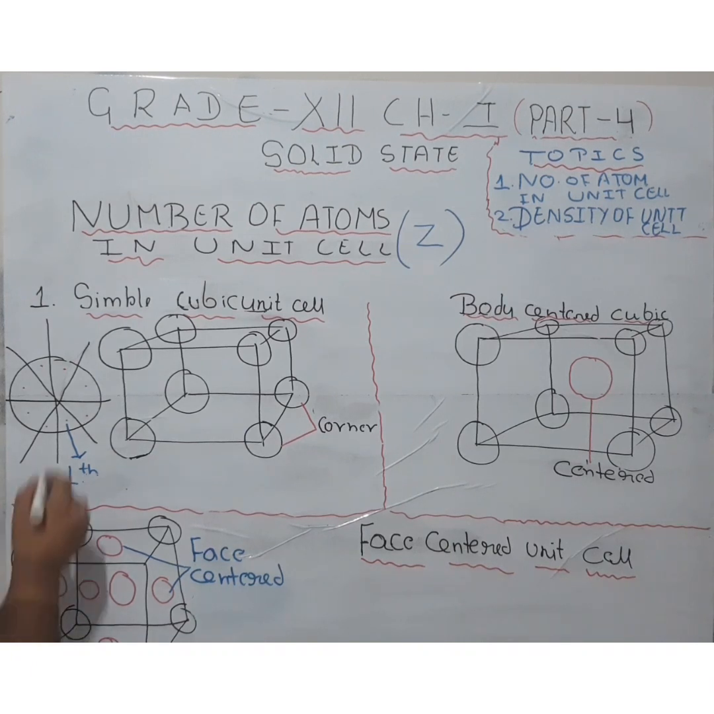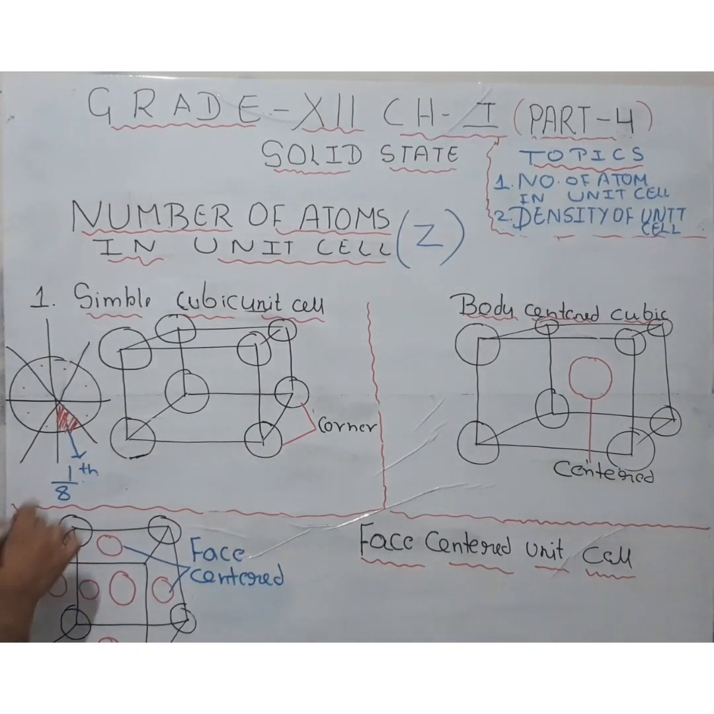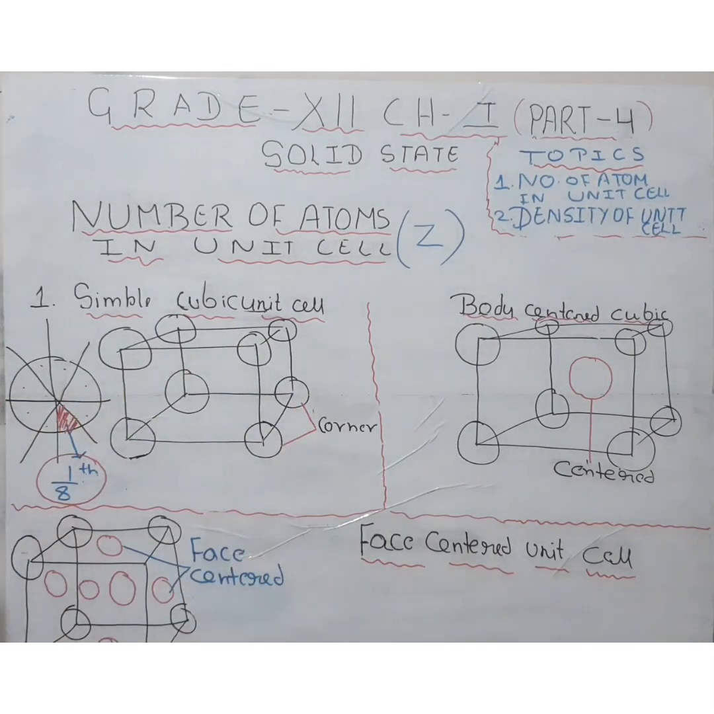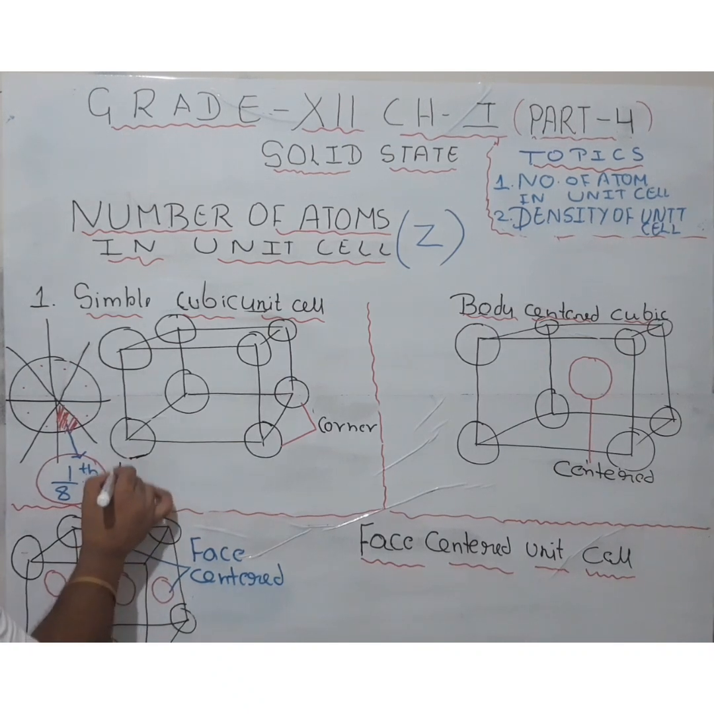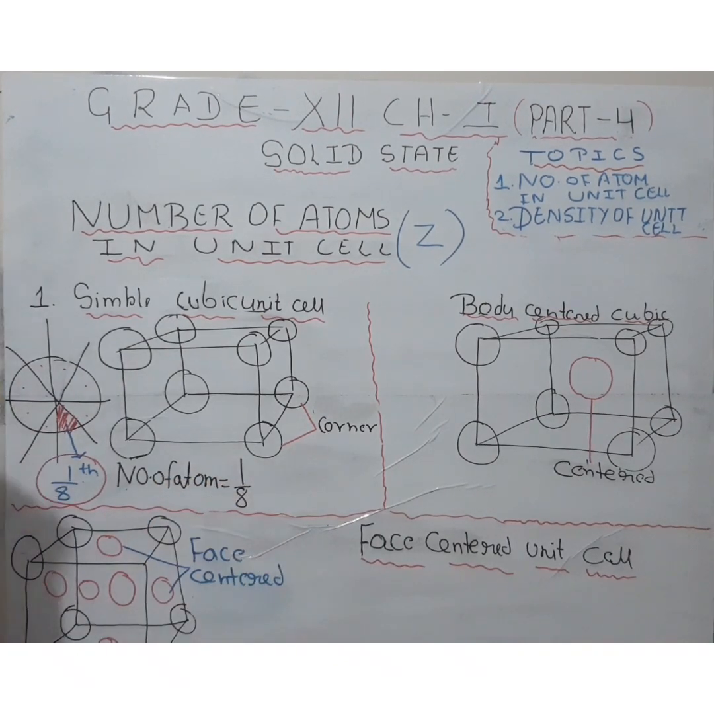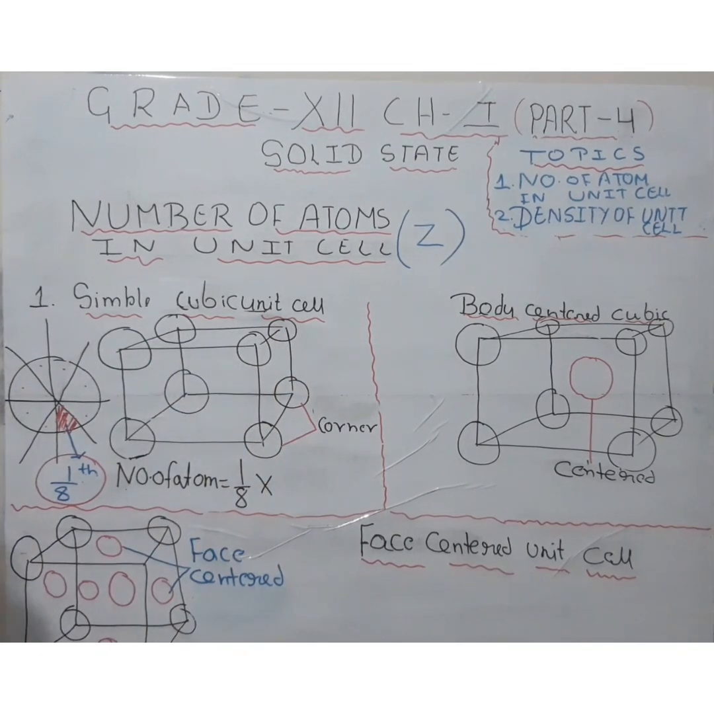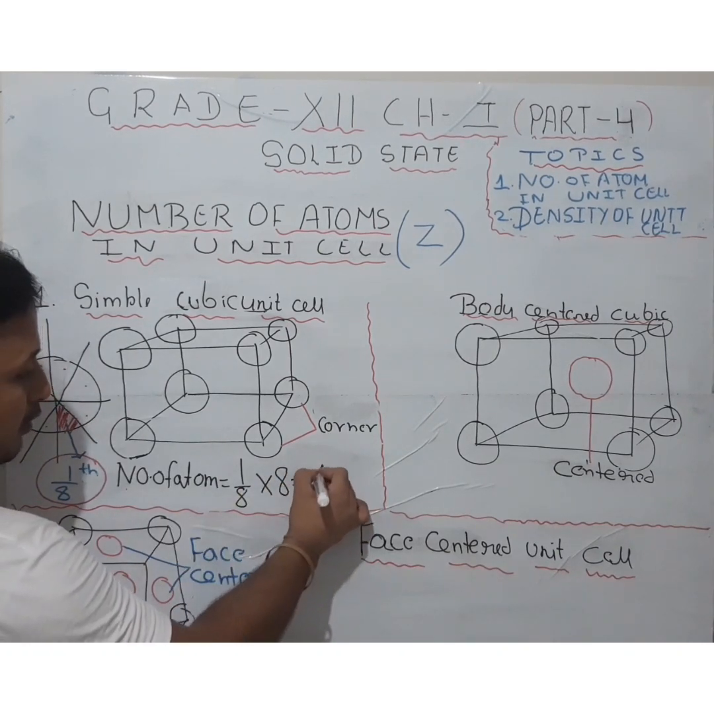In such a case, only this much portion of a corner particle is actually contributing to a specific unit cell. So only 1/8 part of a constituent particle, a corner particle I'm saying, is contributing to the specific unit cell. So in the case of a simple cubic unit cell, the number of atoms can be determined as 1/8. Why are we taking 1/8? Because one particle is contributing only its 1/8 part to a specific unit cell. And as we know, there are a total of 8 constituent particles present in the corners. So when you take 1/8 of 8, it will come to 1.